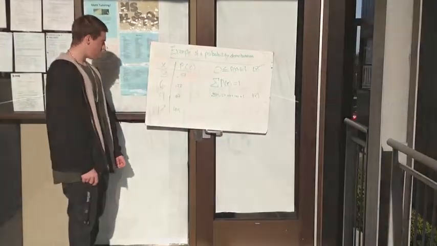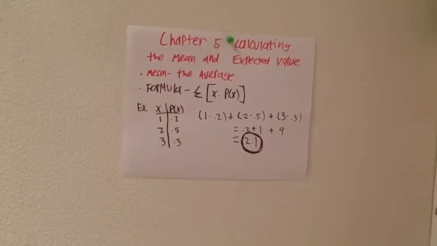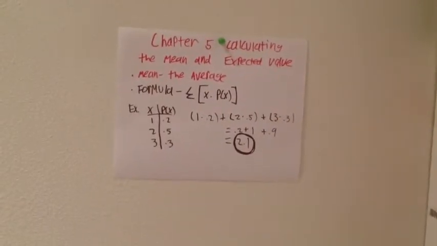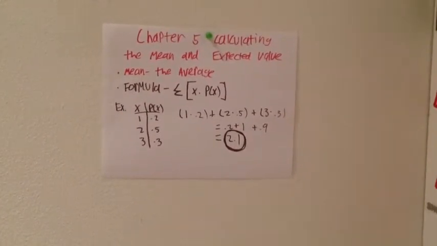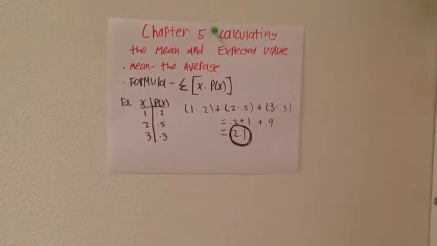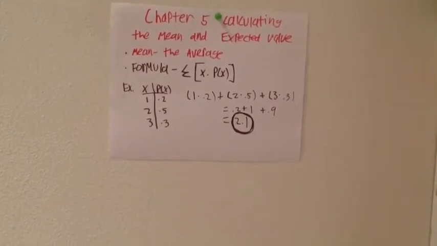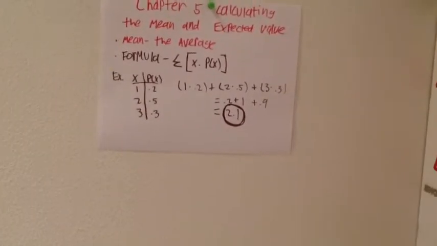Hello, I'm Tristan, and I'll be going over how to find the mean and expected value in a given probability distribution. First of all, we want to know that the mean is the average. Second, we need to know the formula, which is the sum of x times p of x. Below is an example of a chart with x in the left column and p of x in the second column. What we want to do is multiply the corresponding sides and add them all up.